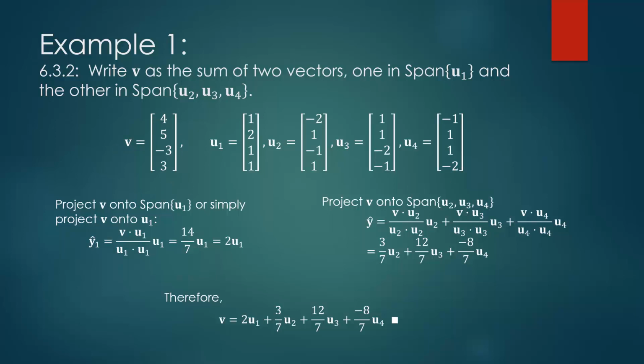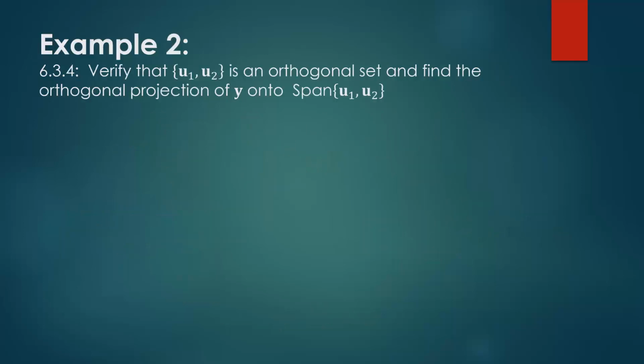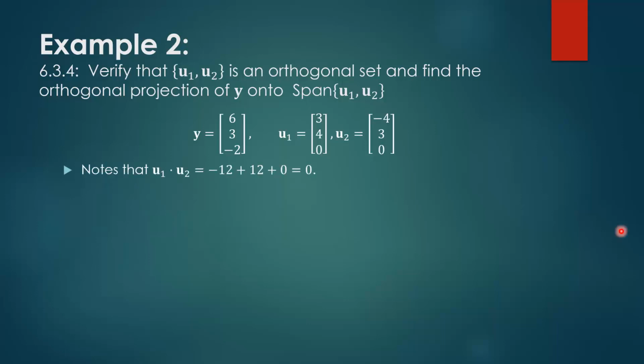Let's do another example, where we want to verify that u1, u2 is an orthogonal set, and then find the orthogonal projection of y onto the span. This is pretty much the same problem, except the first part is simply asking us to check whether they're orthogonal. If you take the dot product of u1 and u2, you're going to get -12 plus 12, which is 0. So they are indeed orthogonal.